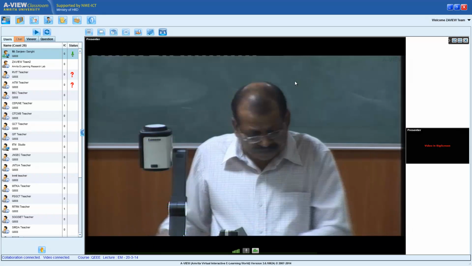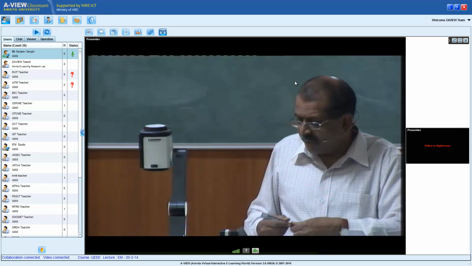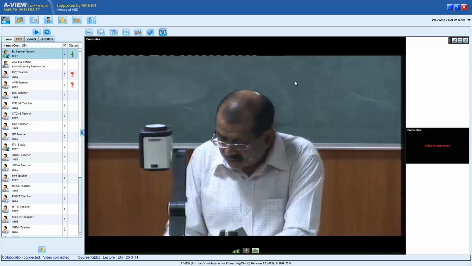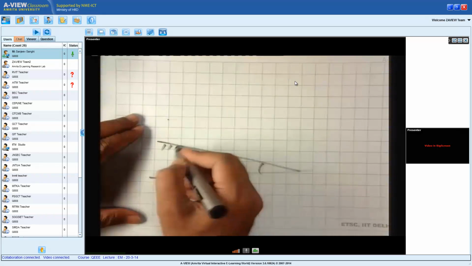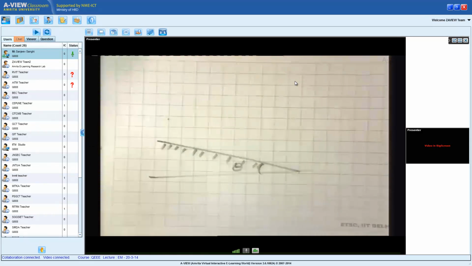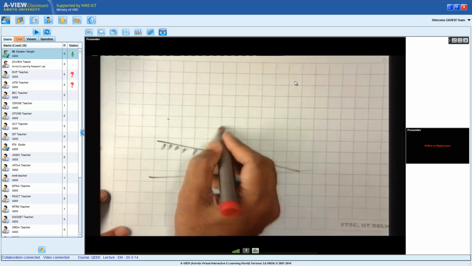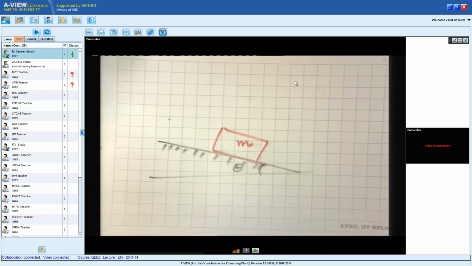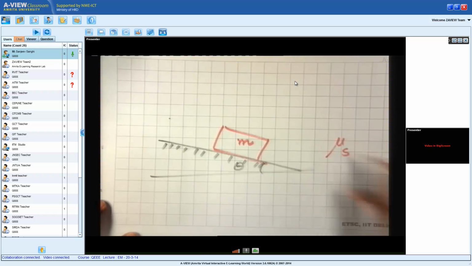Let me ask you a very simple question, and I'll ask you to give me the answer. Some of you may have done problems of friction. We have an inclined plane at an angle theta. There is a block of mass m kept here. The coefficient of static friction is given as mu s. My question is, and please try to work out, what is the friction force which is acting on the block?